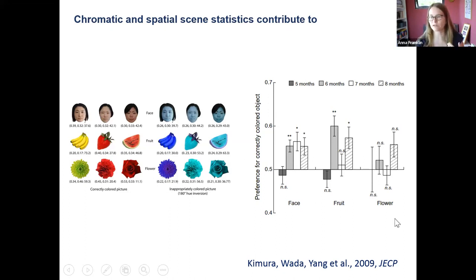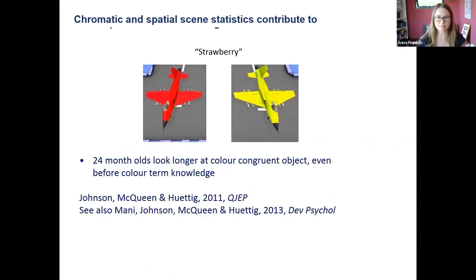And the authors argued that infants aren't looking longer at the correctly coloured flowers, because flowers can occur in so many different colours, but faces and fruit are more specific in the colours that they can appear in, and the infants are tuning into this at just 6 months. So it's quite remarkable, really, that by 6 months, when you think of how young a 6-month-old infant is, that they actually have a sense of what colour objects should be appearing in.